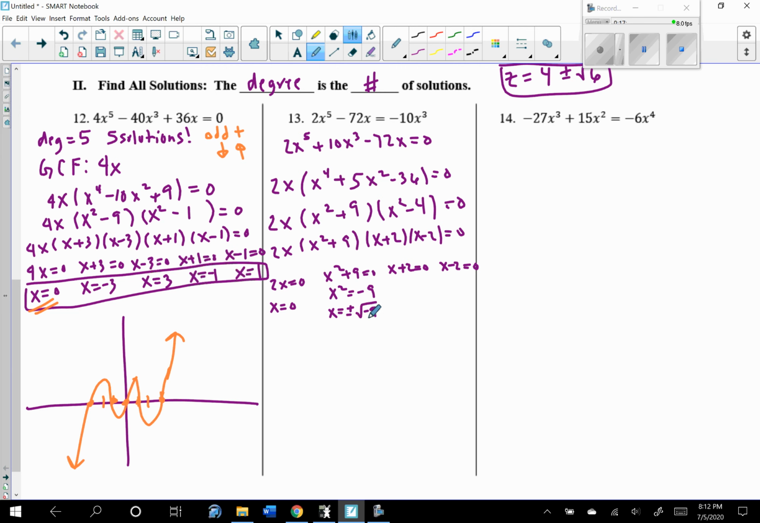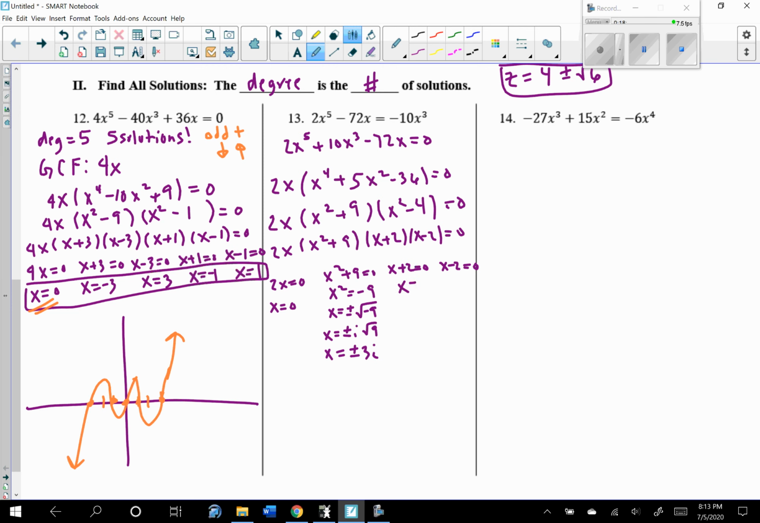And then remember, if you have a negative underneath a radical, what happens? That means you have imaginary solutions. So that becomes x equals plus or minus i times the square root of 9. And what's the square root of 9? 3. So x equals plus or minus 3i. When you have imaginary solutions, remember that means that you're not actually touching the x-axis. So this won't show up on your graph, but they are solutions regardless.